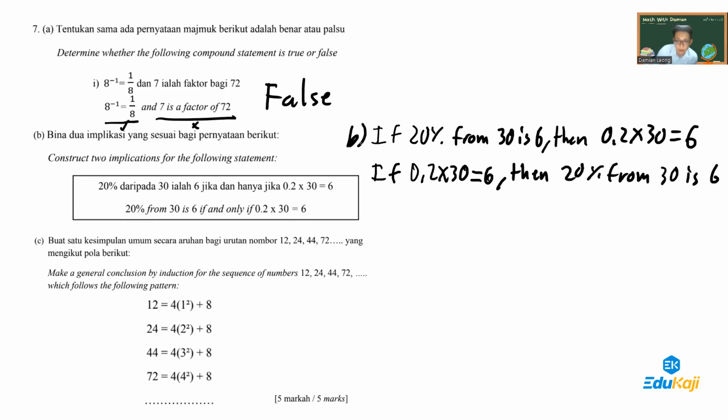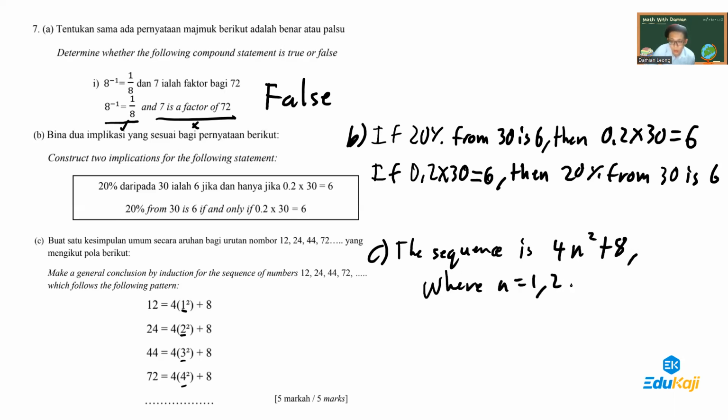That's for part B. And part C. Make a general conclusion by induction for this set of numbers. So you just see what changes here. Just change that to n. Means the sequence is four n squared plus 8, where n is 1, 2, 3, 4, and so on. Yeah, that's it. Okay, general conclusion by induction is just so simple.